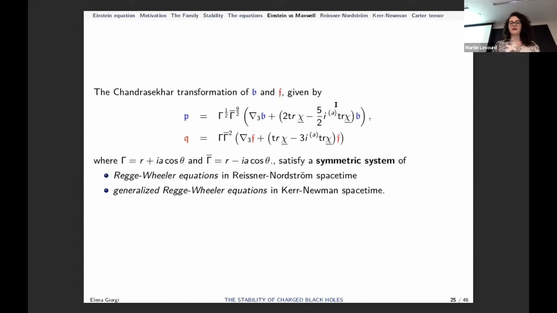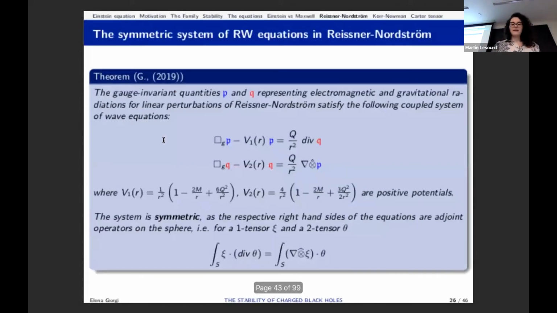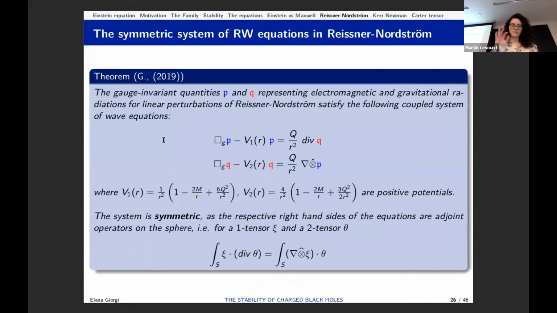So these are the three-sky bar of the background, right? So you're in linear theory. This is the three-sky bar of Kerr-Newman, or Einstein-Maxwell of Kerr-Newman, and this gamma bar is the r plus i a cosine theta function. These two quantities satisfy a symmetric system of Regge-Wheeler equations in Reissner-Nordström, and a generalized Regge-Wheeler equation in Kerr-Newman. And I'm going to write down what the symmetric system in Reissner-Nordström is. It is this one.